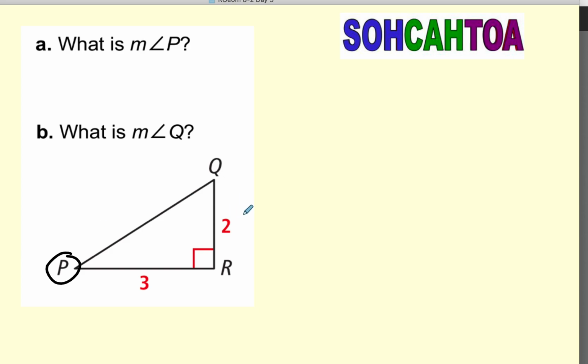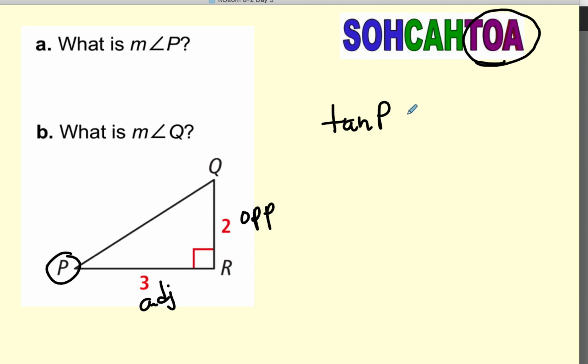And what we do know is we have an opposite, and we do have an adjacent. So it looks to me like we're going to be using tangent because we have that information. So we're going to say the tangent of P, we don't know what it is, but we're going to be able to figure it out, equals 2/3. So now I'm going to figure out angle P by using this inverse symbol, tan inverse of 2/3.